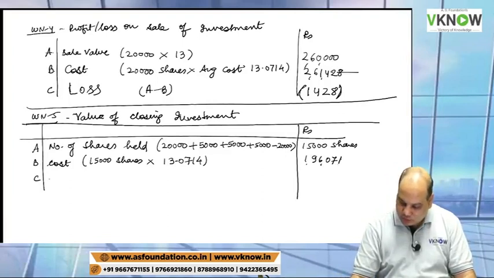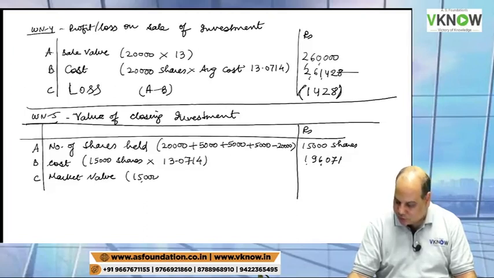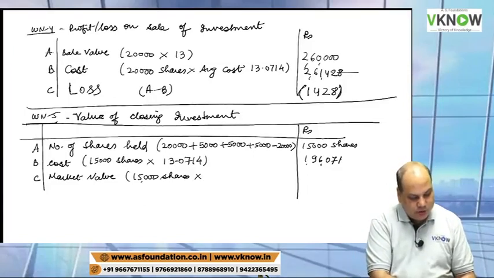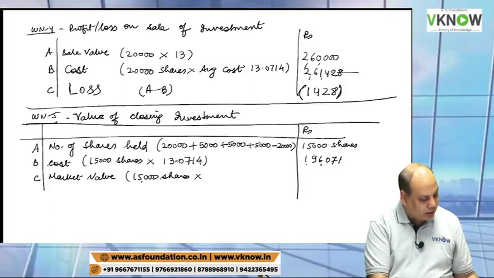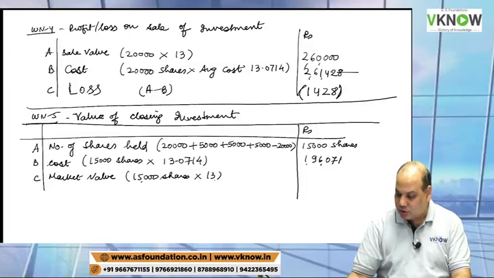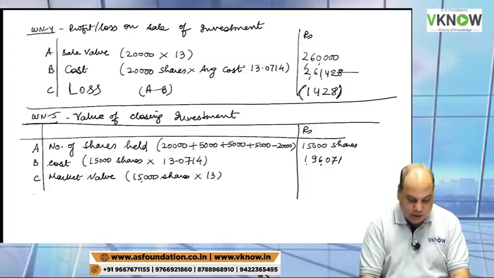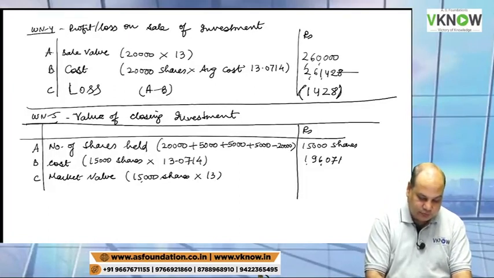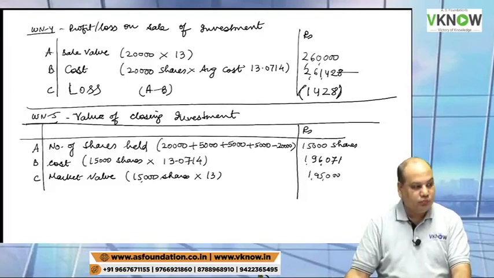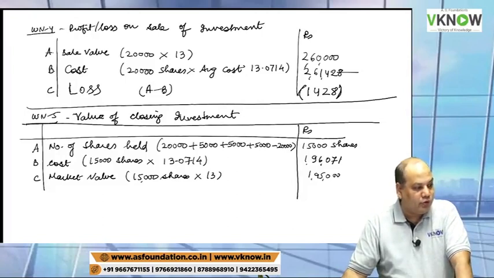196071. And market value. Write down 15,000 shares into question. In the last line of the question they have given market price is 13. This time the market value is lower.